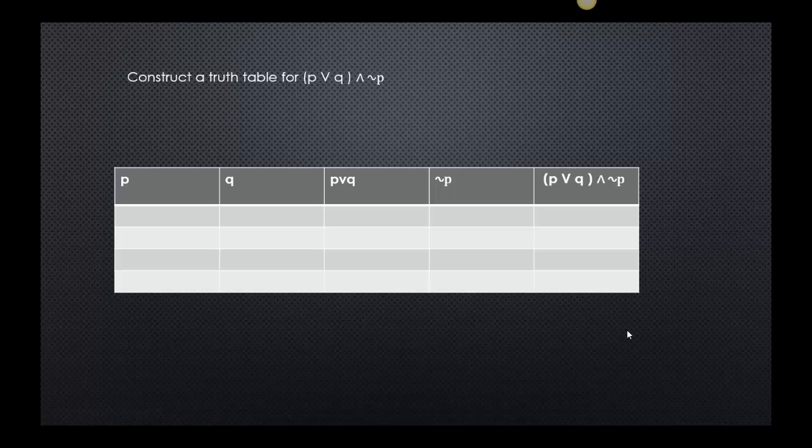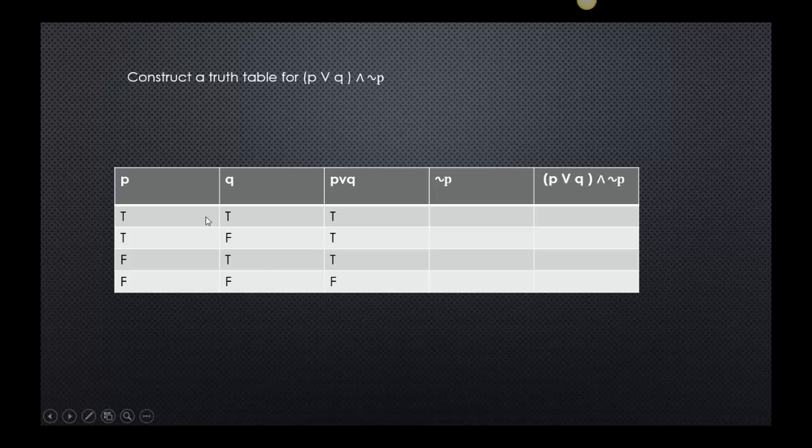So P is true, true, false, false. Q is true, false. Then we think or. So with or, I need one true. Here's a true, here's a true, here's a true. Those will be true, and then the last one is false.